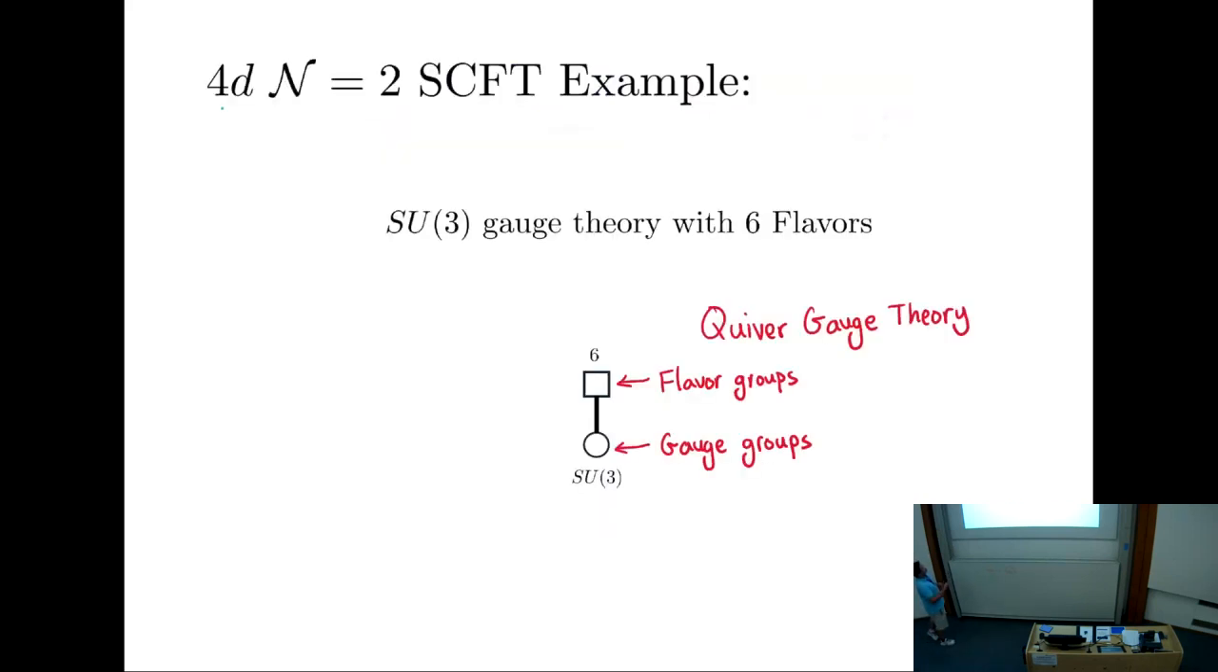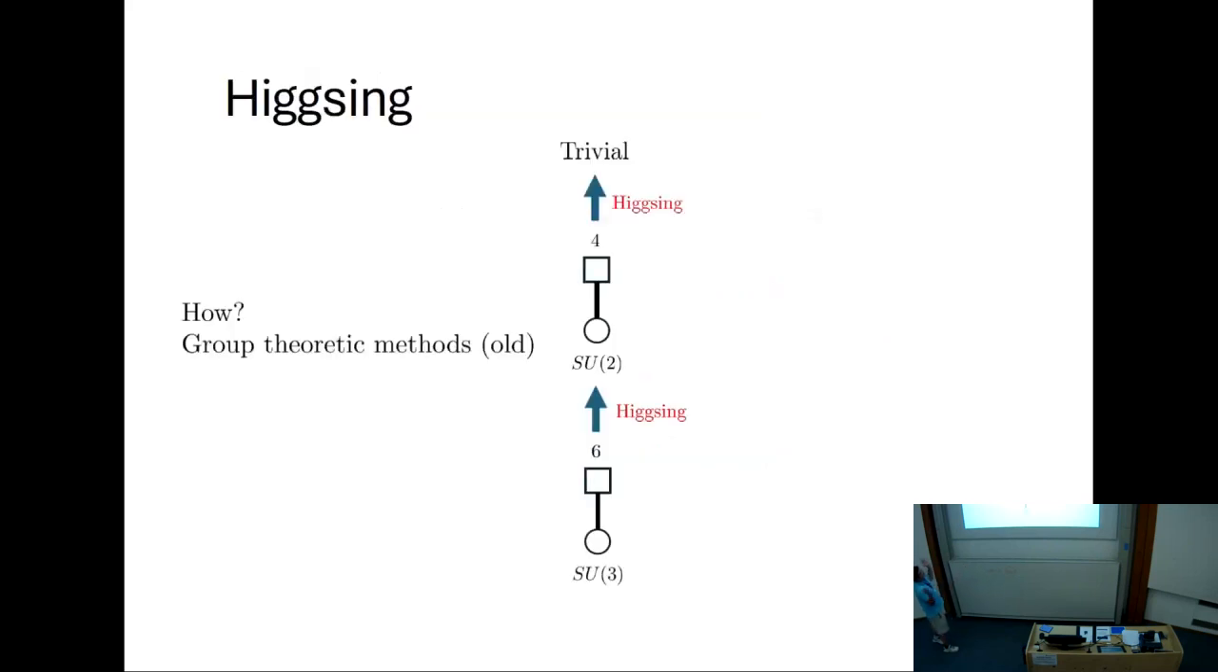So, let's take a simple example. A 4D N=2 SCFT. So I have an SU(3) gauge theory with 6 flavors. Now, what I have here is a quiver diagram. So basically, the circles represent the gauge groups, and the squares represent flavor groups. So just a nice and convenient way of representing my theory. And I'll be using quiver diagrams to represent my SUSY theory throughout this talk. So here we are, SU(3) gauge theory with 6 flavors. Everything's nice. So let's do the Higgsing.